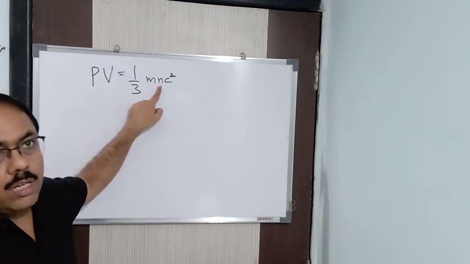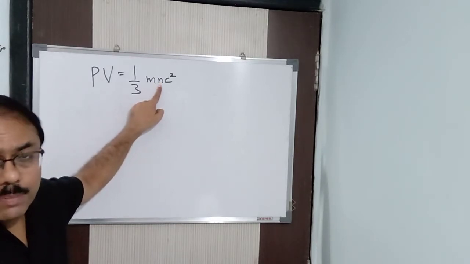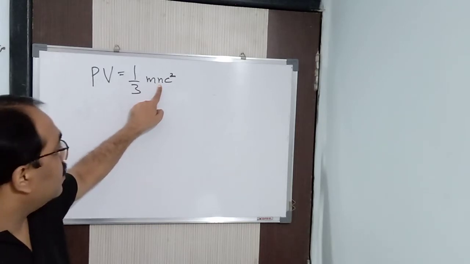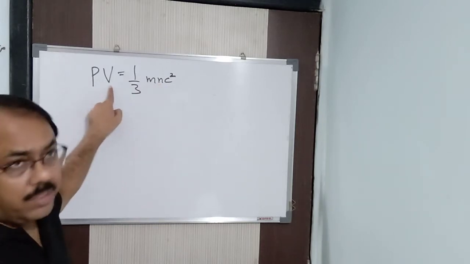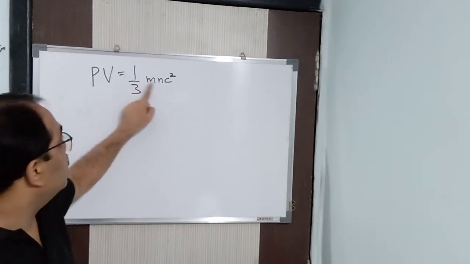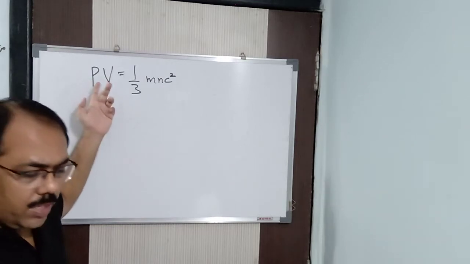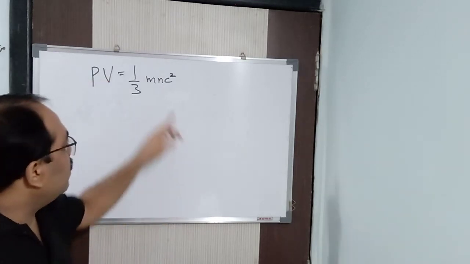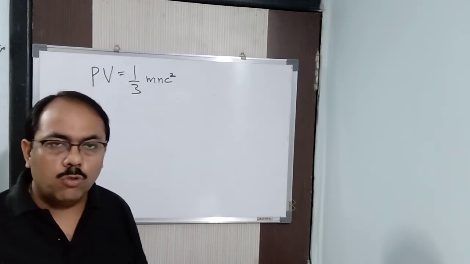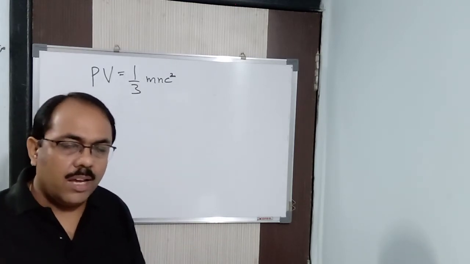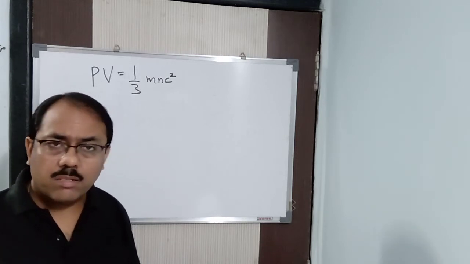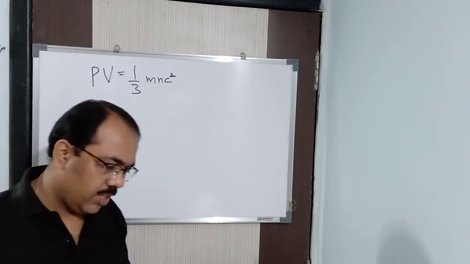N stands for the number of molecules of the gas present in the container. The total number of molecules of the gas present in the container, in the volume V. That's the volume of the container, isn't it? And c stands for the root mean square speed, or root mean square velocity, which we call RMS.